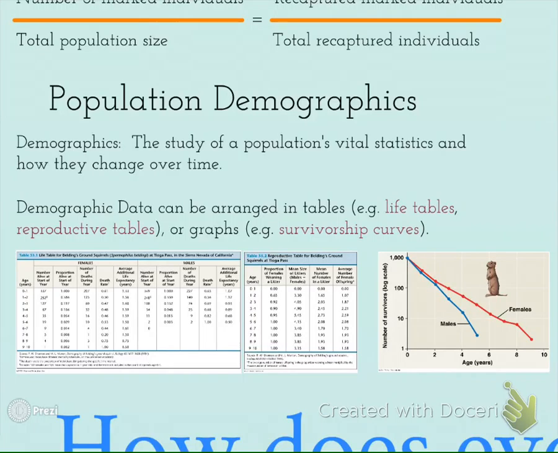This is all measured through demographics. How many people are there? What's their birth rate? What's their death rate? How long do they live? How often do they reproduce? How much do they survive? What type of survival do they have?